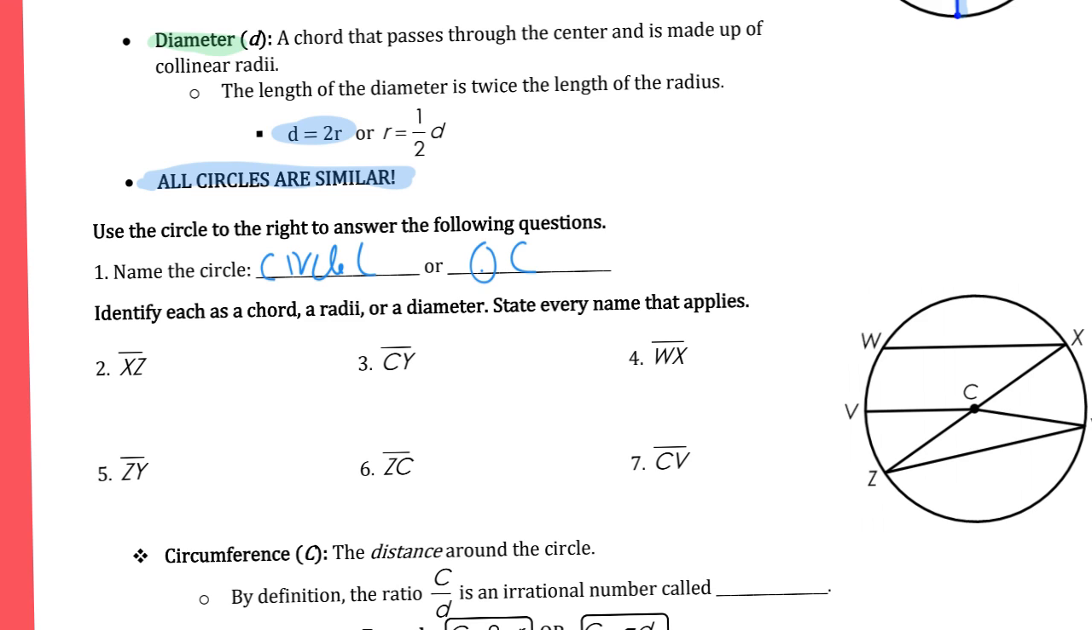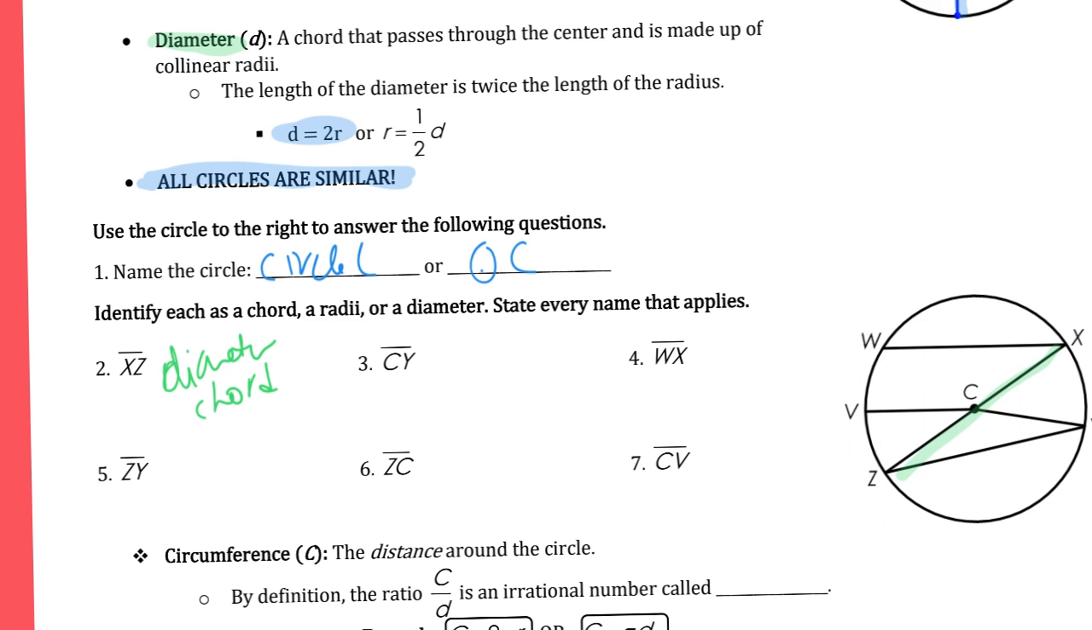Tell if this is a chord, a radius, or a diameter. And so XZ, go ahead and look at that. XZ, that's right here. That's going to be two things. It's a chord because it connects 2 points on the circle. The point X and the point Z are points on the circle. It's also a diameter. Why is it also a diameter? Well, because it goes through the center. Between those 2 points on the circle, it goes through the center, so it's called a diameter as well.